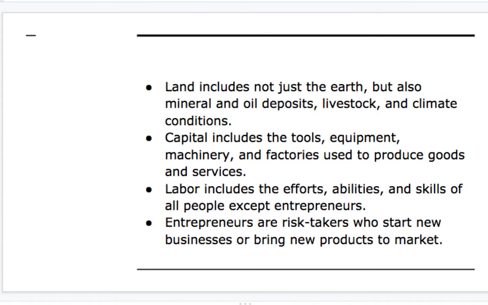Some things to think about is land does not just include the earth, but also minerals and oil deposits, livestock, and climate conditions. Capital includes the tools, equipment, and machinery, and the factories that are used to produce those goods and services. And labor includes efforts, abilities, and skills of all the people except the entrepreneurs. And the entrepreneurs are the risk takers who start that new business or bring a new product to the market.